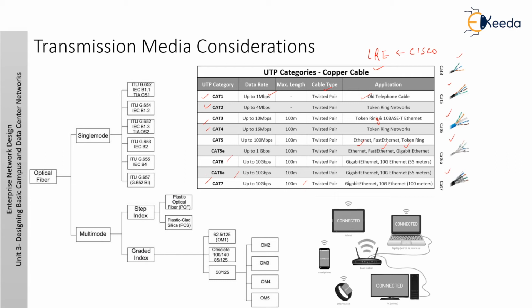Now come to optical fiber. There are two types of optical fiber, single mode and multi-mode, and further it is categorized into step index, graded index, and so on. So let us discuss what is the use of optical fiber. A typical requirement that leads to selection of optical fiber cable as a transmission medium includes distance longer than 100 meters and immunity to electromagnetic interference.